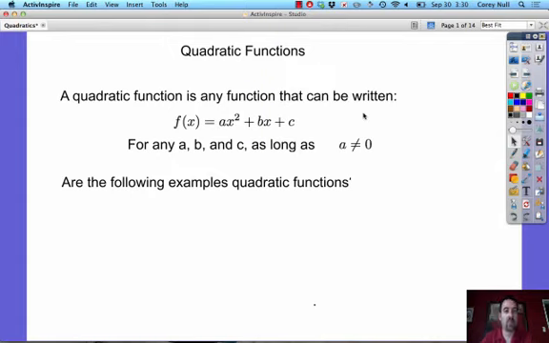Hi, today we're going to get into something really fun. We're going to talk about quadratic functions. So many of you have done this before, but let's do a little review anyway. So a quadratic function is any function that can be written this way.